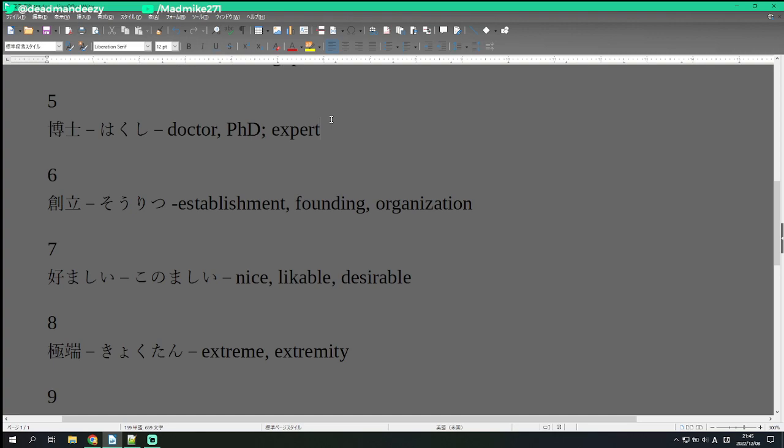Hakushi is a doctor or a PhD. Hakushi is a doctor, an expert, or a PhD in something. Hakushi.